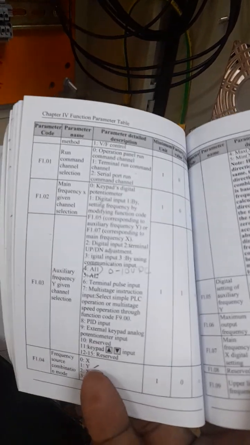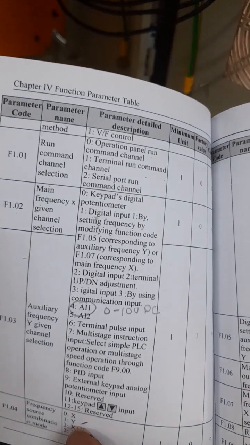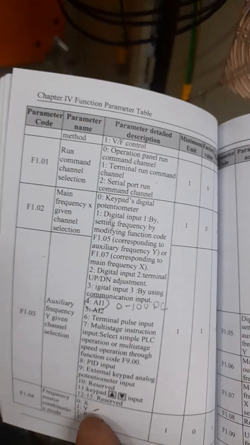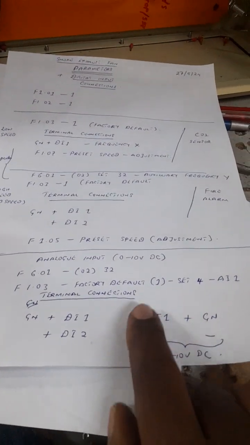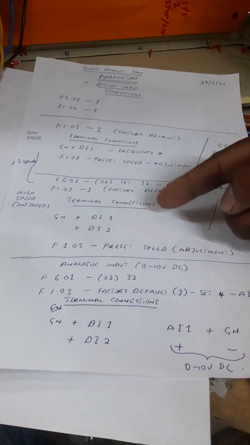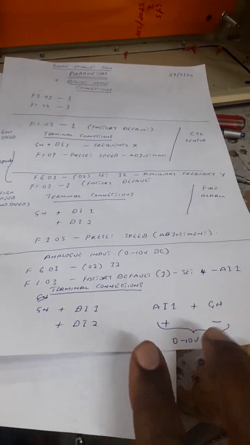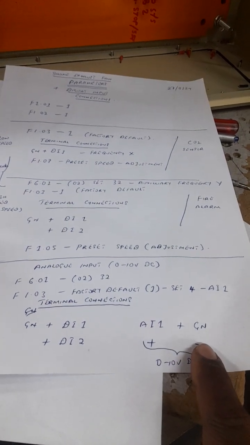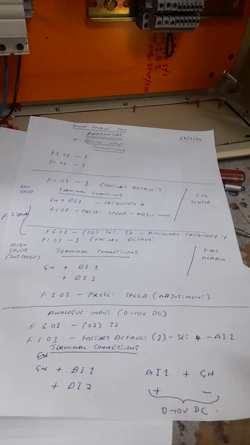This one we set at 4, and you can see 4 is analog input 1, 0 to 10 volts DC. So I set 4 there, but my connections are similar to the other option, between ground, digital input 1 and digital input 2. But now here is where our voltage will be: ground will be negative, analog input 1 will be the positive, 0 to 10 volts. And our speed will run.